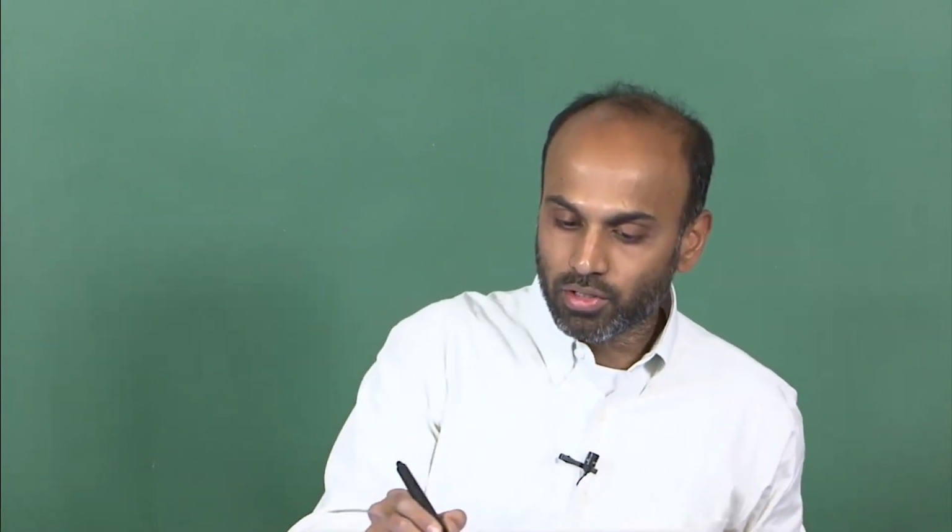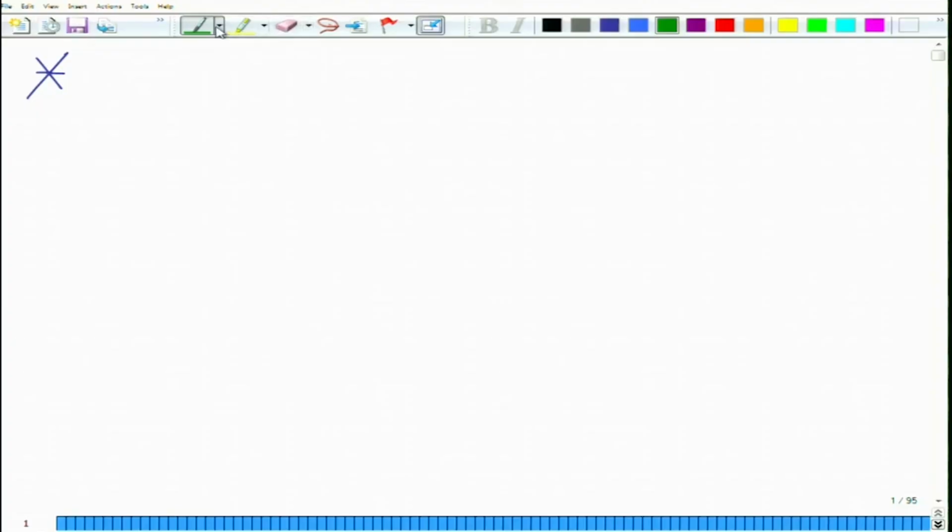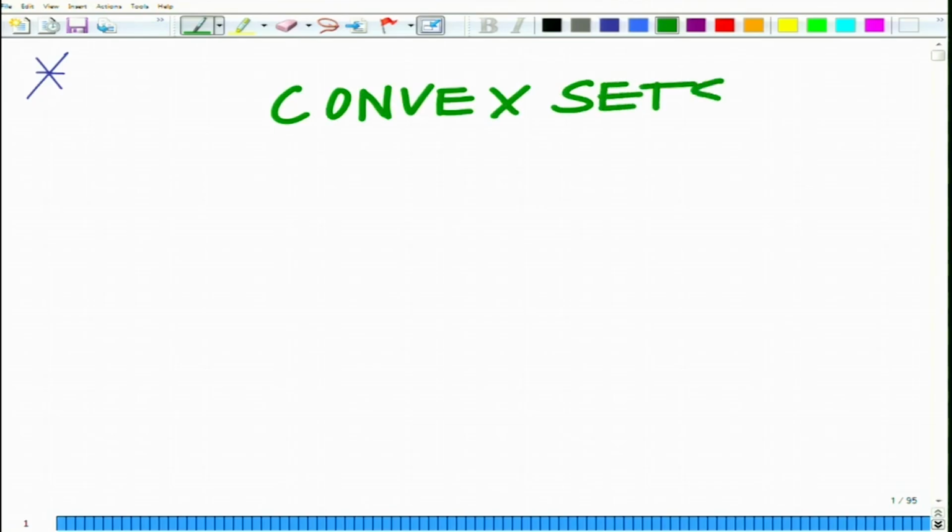Okay. So, we want to start our discussion of optimization, and one of the important concepts to understand in convex optimization is a convex set, the definition and properties of convex sets. Okay. So, a convex set is as follows. Let us start with the following setup.